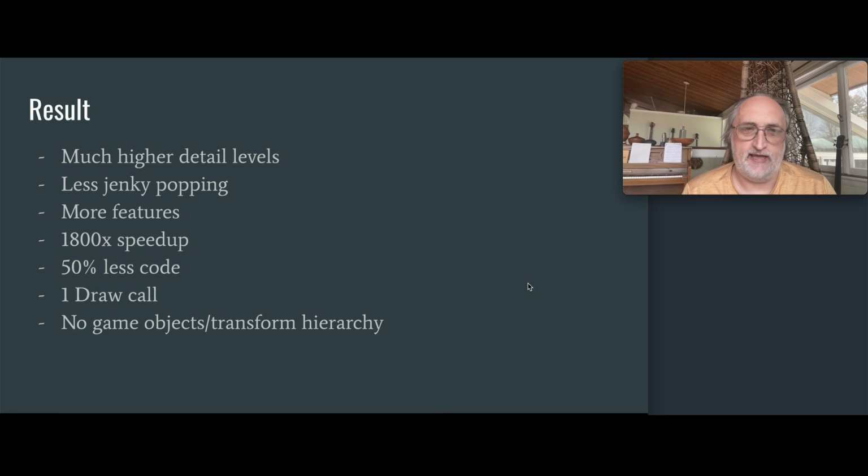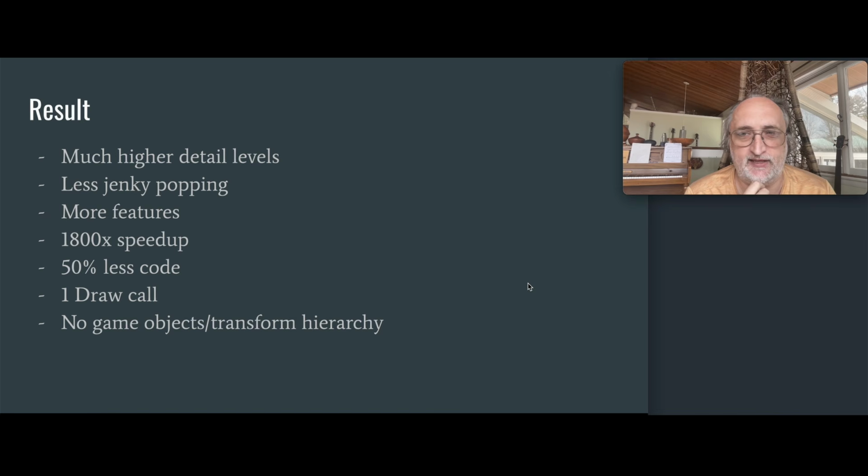So we're at a point now where the detail levels are probably, I think, 16 times higher. We're not getting this kind of janky up-resing of the world and popping stuff going on. We've got more features in the system. It does exactly what the artists need, and it's still 1,800 times faster than the old system was in its worst case scenario, and it's about half the code of the old one, so much easier to maintain with less code.